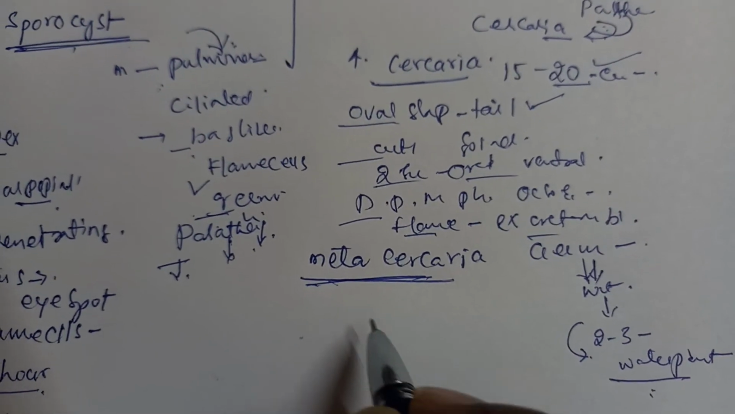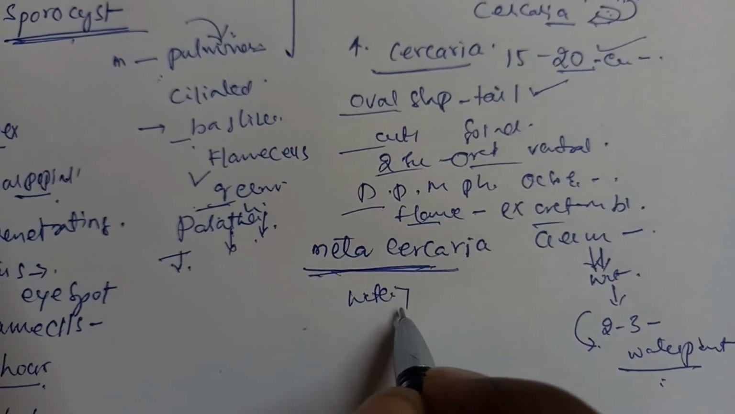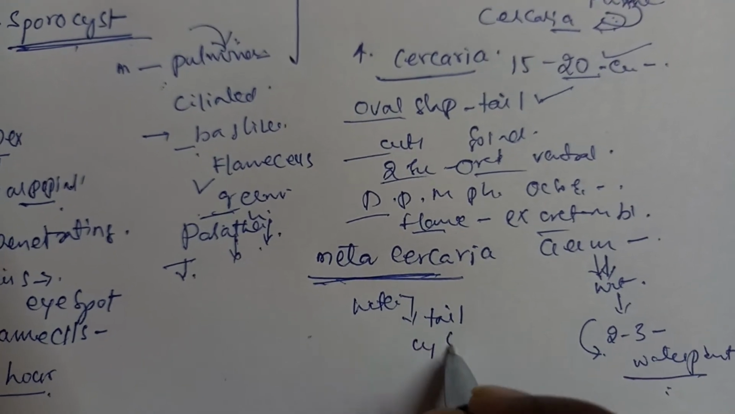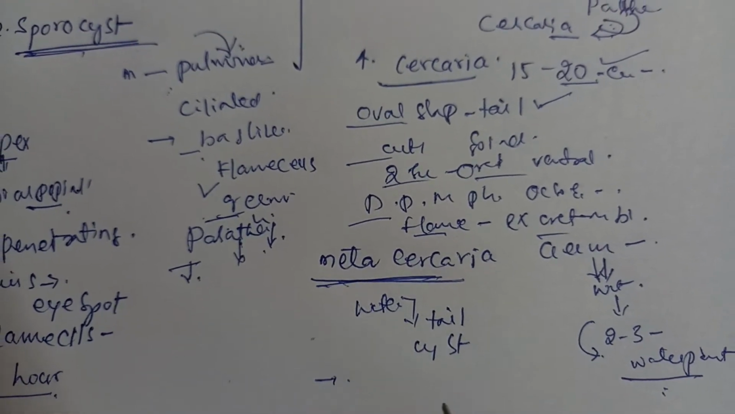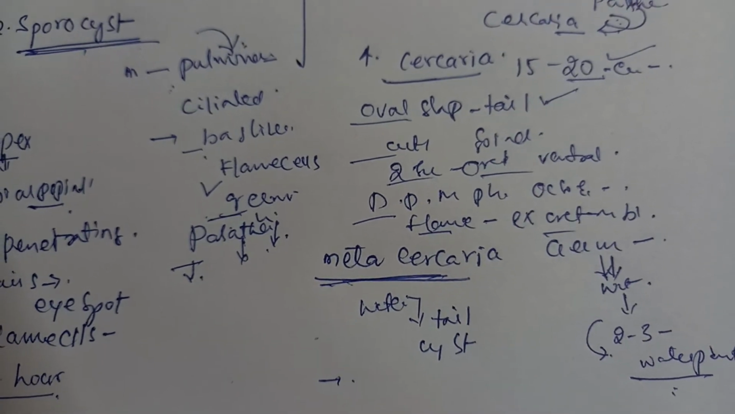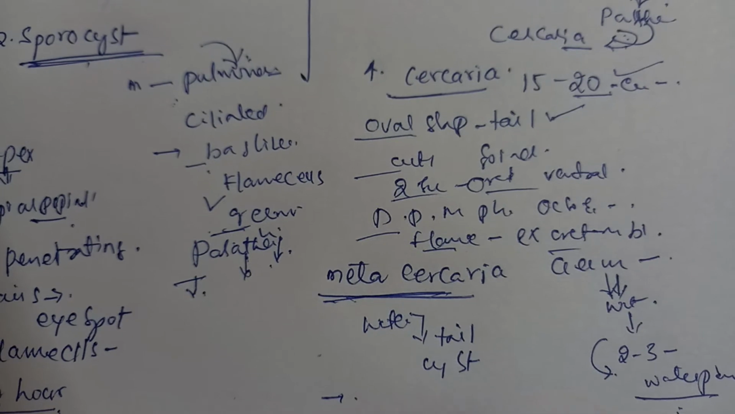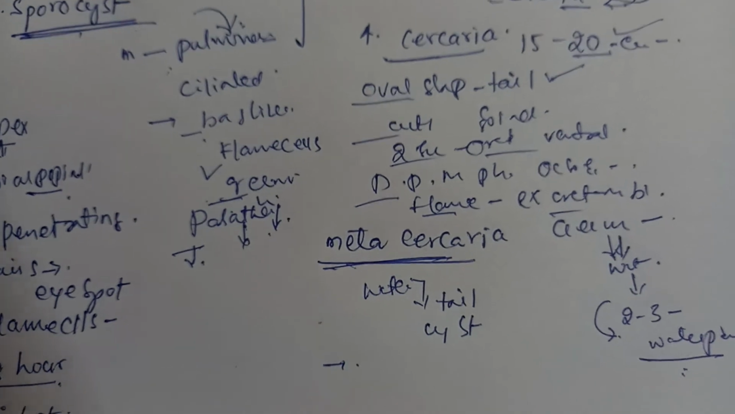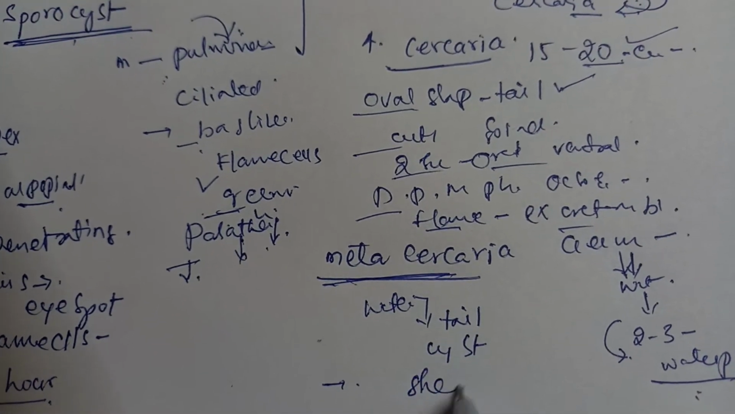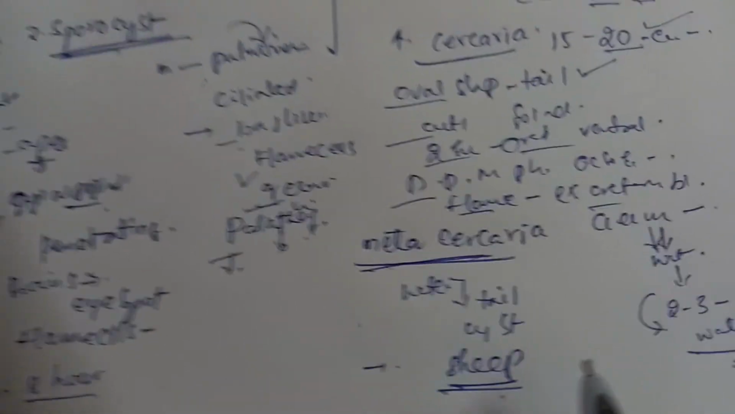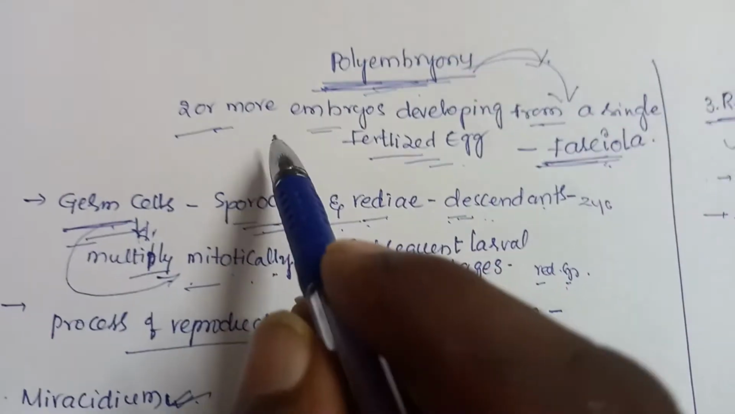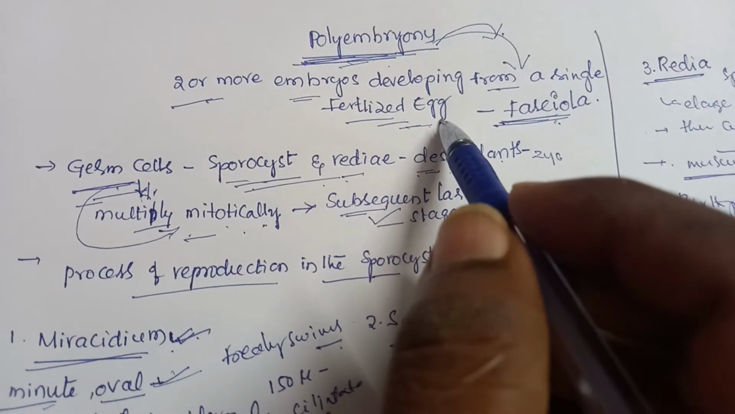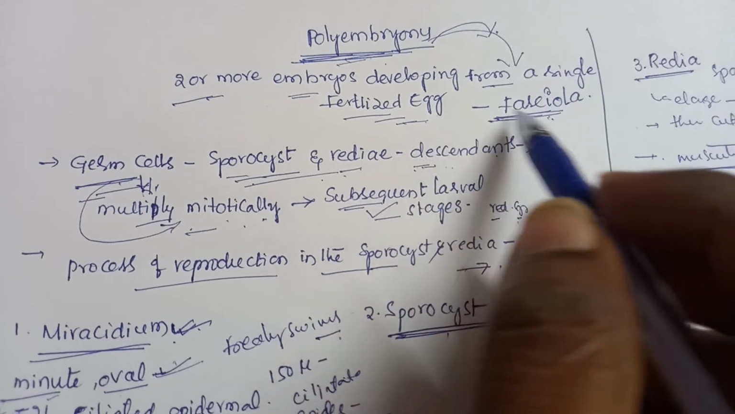So the Cercaria larva, after attaching to the water plant, loses its tail part and develops a cyst around itself, and this stage is called metacercaria, where a cyst is formed around the cercaria. This stage can develop only when they enter into the sheep. So polyembryony means two or more embryos developing from a single fertilized egg. It's called polyembryony. We can see this type of polyembryony in Fasciola.